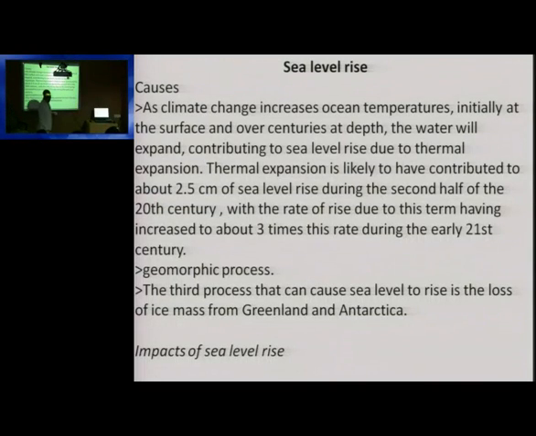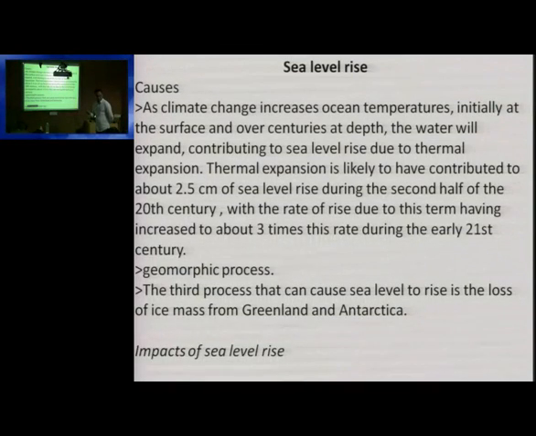So in a very broad sense, there are three causes for change in sea level. One is the physical aspect. Second is the geomorphic process, and the third one is the impact of ice mass, the impact of change in sea level.